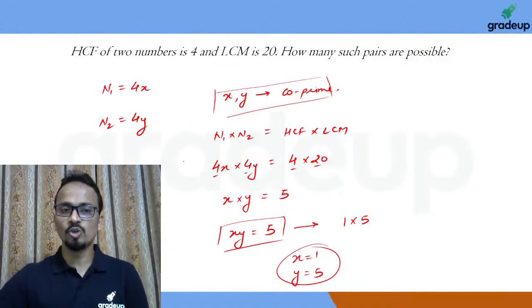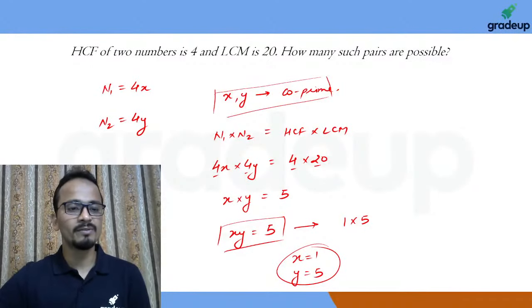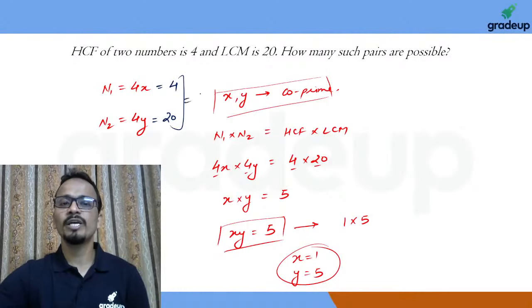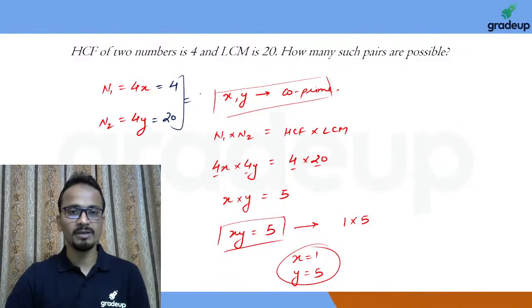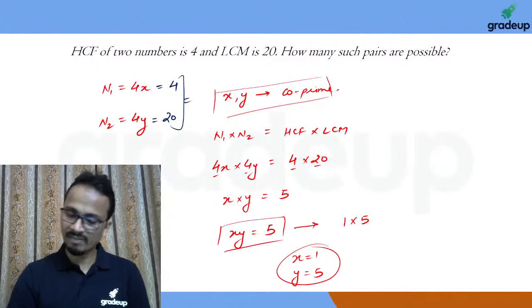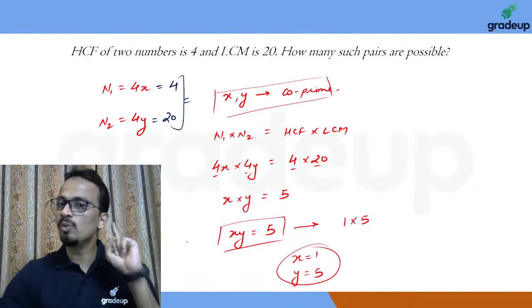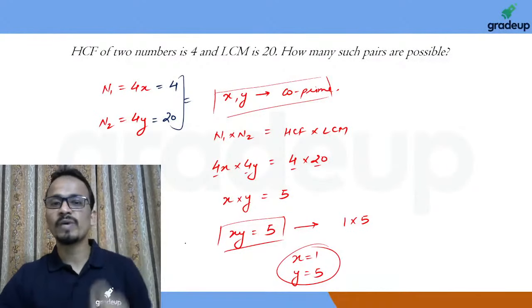All right, so if I put the values of x and y to find the values of n1 and n2, the value of n1 will be equal to 4 and the value of n2 is 4 into 5, that is 20. So there is only one possible pair which will have LCM as 20 and HCF as 4. So Satyam, good. Kalavati, good. Both of you have given the perfect answers. So in this case, there will be only one pair which will satisfy the given condition.